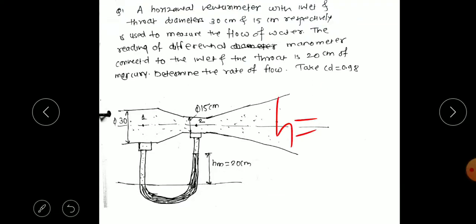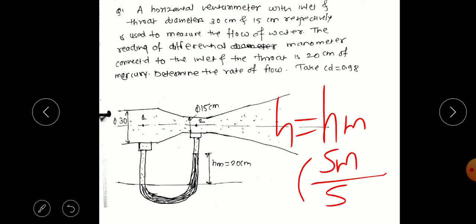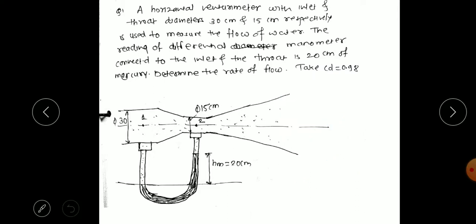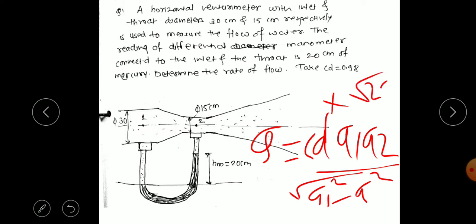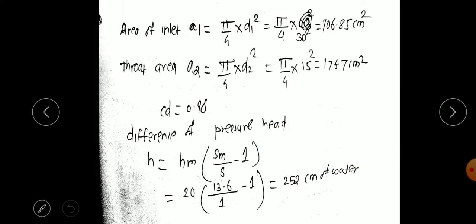H we require. The pressure head between point 1 and point 2 will be HM, in bracket SM, the manometric fluid specific gravity, upon S minus 1. This is one formula to determine the H. And the second formula we have considered: discharge is given by Q is equal to CD, the coefficient of discharge, A1 A2 upon root of A1 square minus A2 square, into root 2GH.